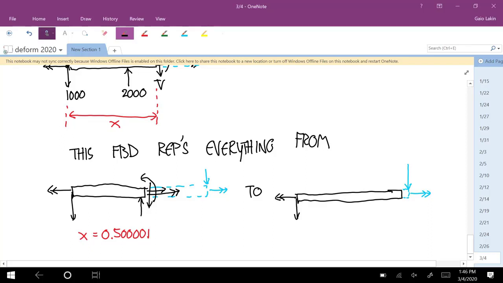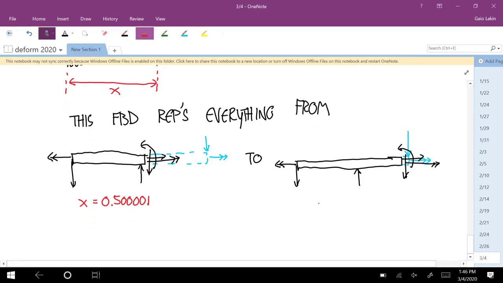We still have the force from the roller here. We still have the internal loads. And for this one, what's X equal to in this picture? Yeah, exactly. It's just right up until you get to that end. Okay. So let's quickly do this calculation.